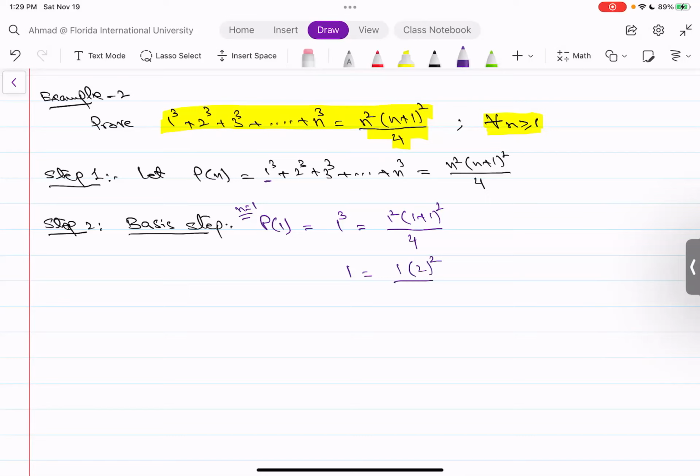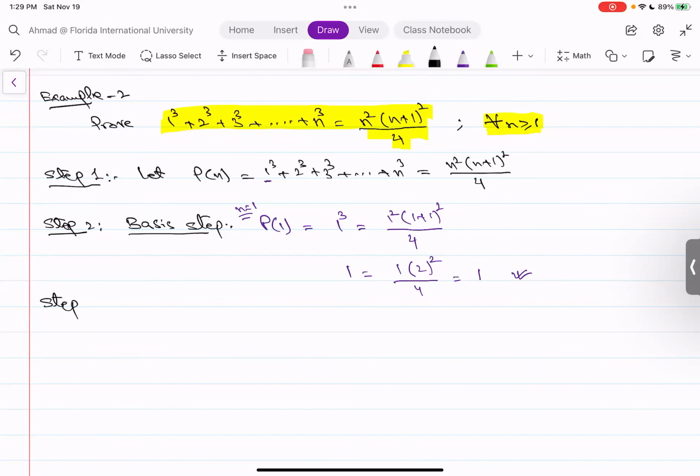2 square divided by 4, which is going to be 2 square is equal to 4. 4 times 1 is 1 and 4 divided by 4 is equal to 1. So we have shown that our basis step is correct, right? Our basis step is correct. And then the step number 3. The step number 3 is the induction hypothesis, right?